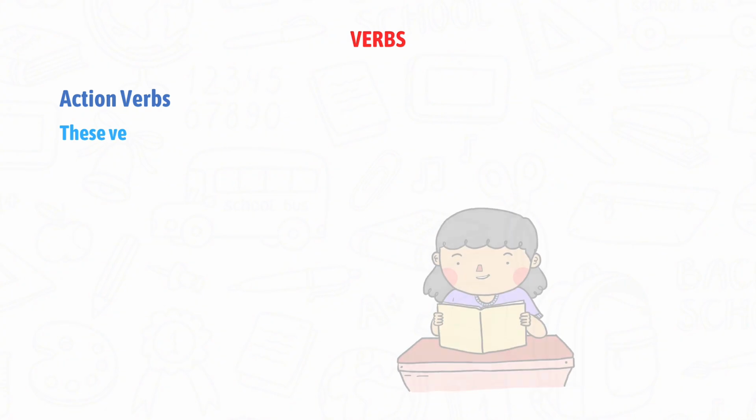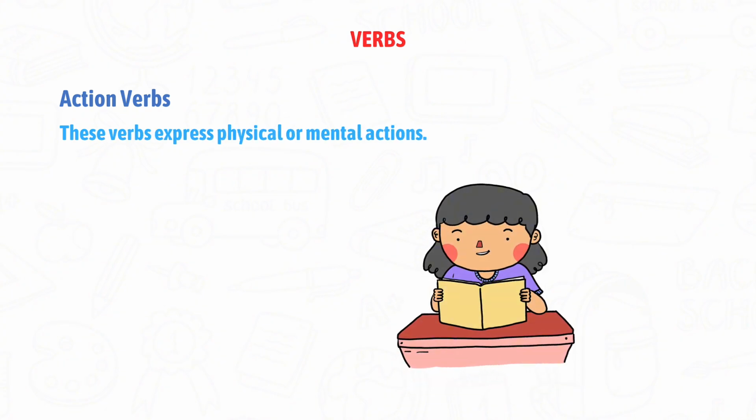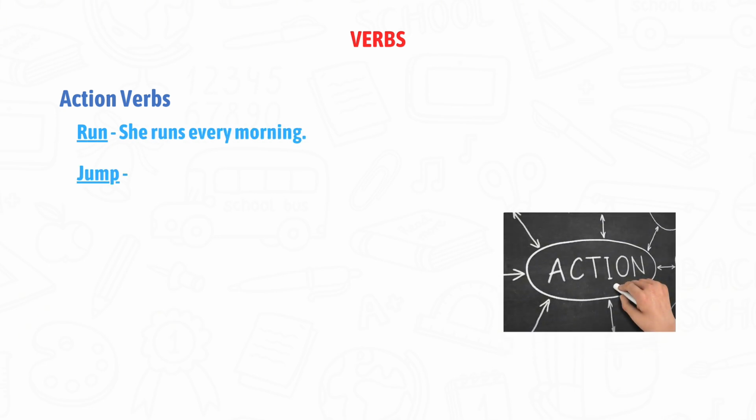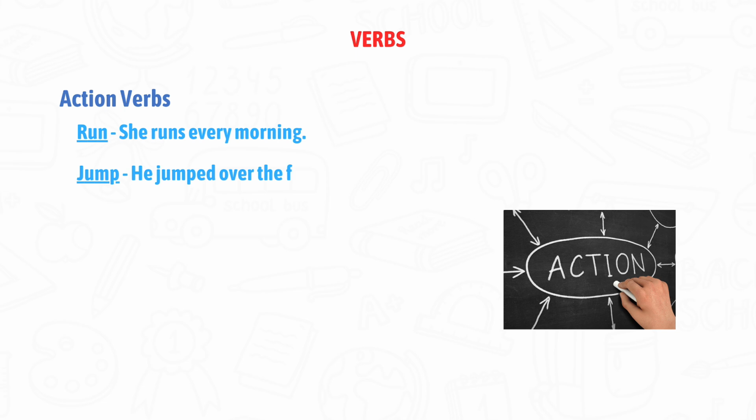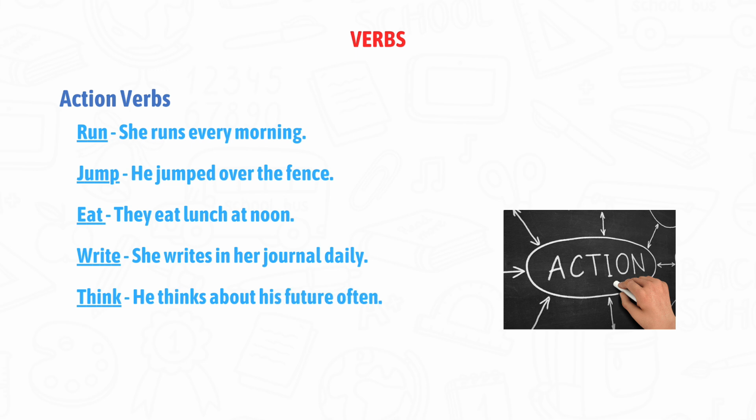Action verbs. These verbs express physical or mental actions. Run. She runs every morning. Jump. He jumped over the fence. Eat. They eat lunch at noon. Write. She writes in her journal daily. Think. He thinks about his future often.